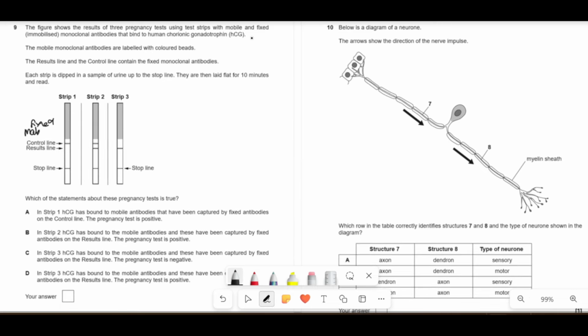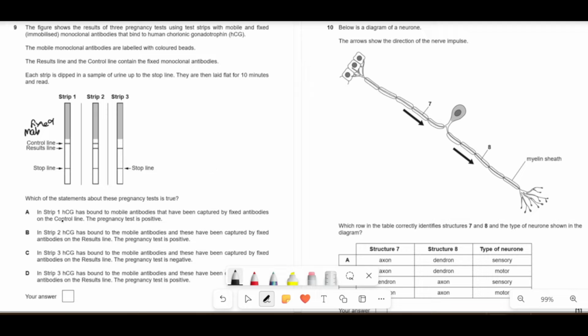So remember that the question tells you that when you put urine on it, if there's human chorionic gonadotrophin in it, it will bind to the mobile monoclonal antibodies, which then bind to the fixed monoclonal antibodies, and it'll give you either a positive or a negative. Now the control is there just so that you have it as a comparator, so it's always going to be like that.